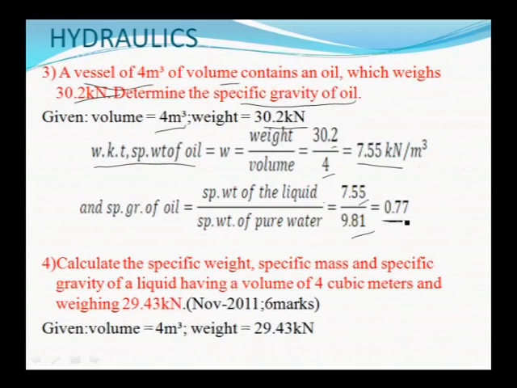Next, last problem. Calculate the specific weight, specific mass and specific gravity of a liquid having a volume of 4 cubic meters and weighing 29.43 kilonewton. This problem appeared in November 2011 carrying 6 marks. Here, the given data is volume is equal to 4 meter cube and weight is equal to 29.43 kN.